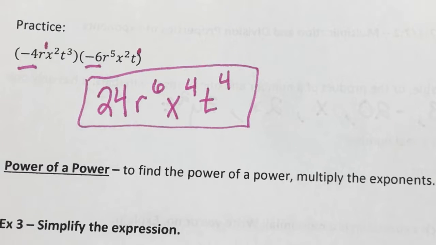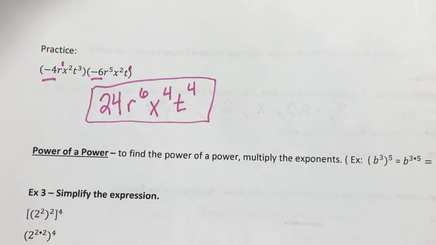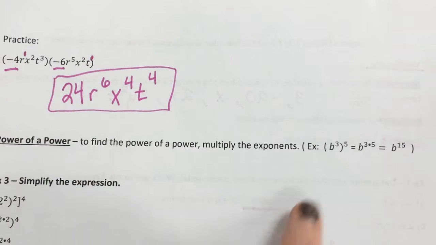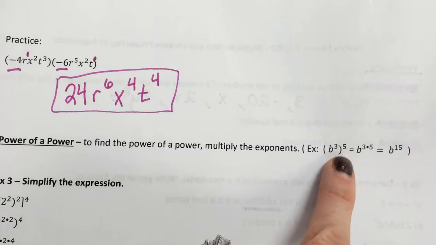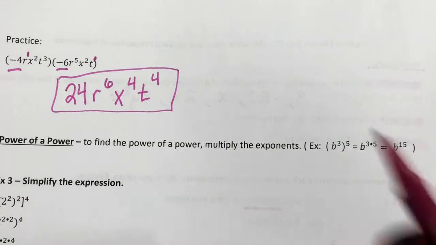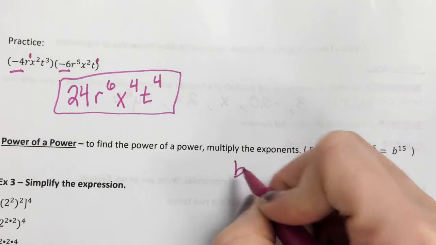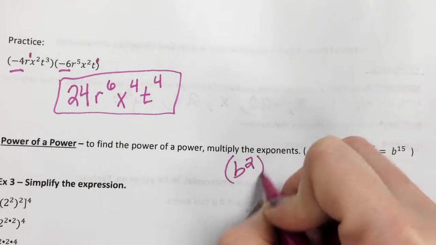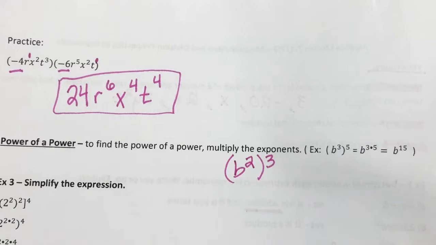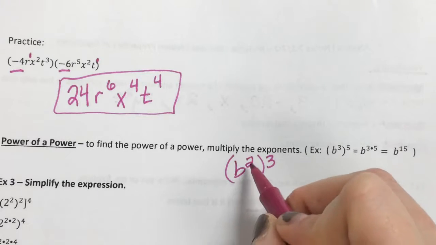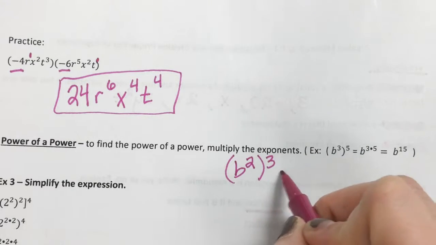Okay, so the next rule is power to power. When you have a power to a power, you multiply the exponents. I'm going to show you how this works, but with smaller numbers. This is like if you have b to the 2nd raised to the 3rd power. What that means is you're going to do b squared times itself 3 times, like this.